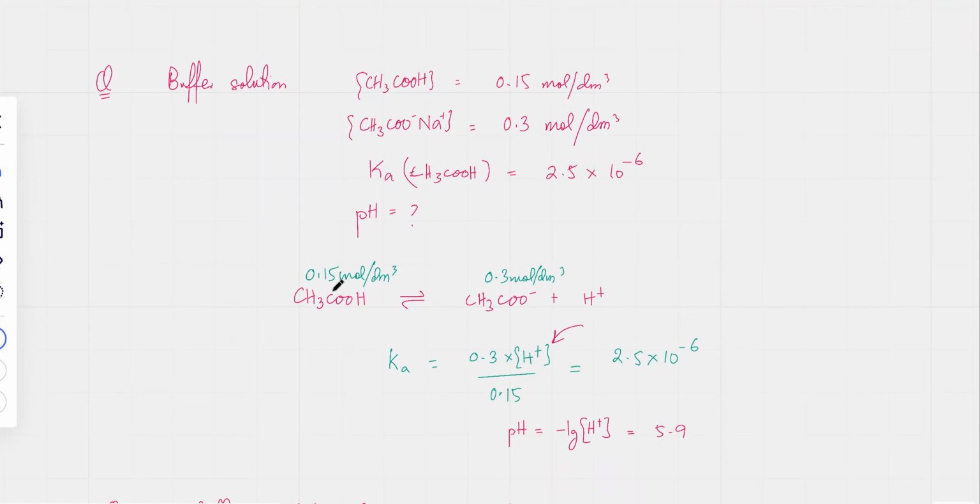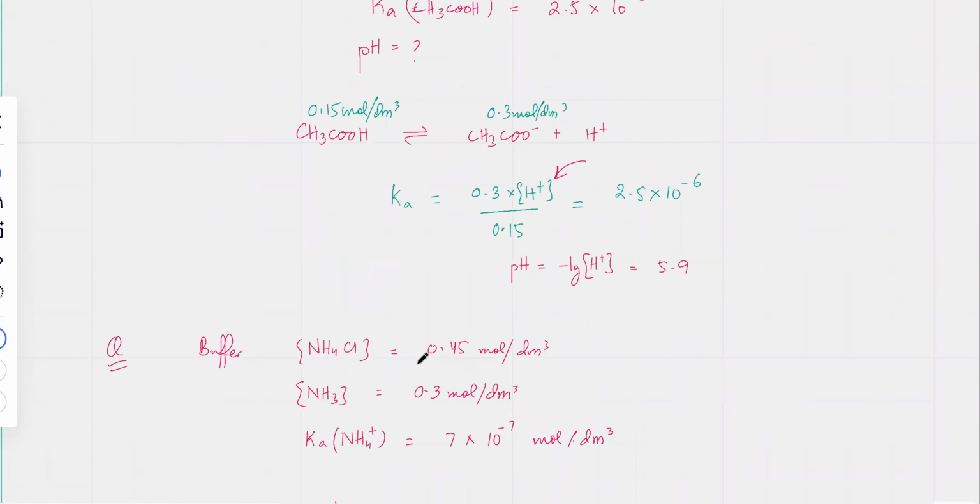You have the ethanoic acid concentration, you have the ethanoate ion concentration as well. K would be products over reactants. It's going to be conjugate base concentration times H plus 1 divided by the acid concentration. You can calculate H plus 1 because these three values are already given in the question. So we were doing these questions.